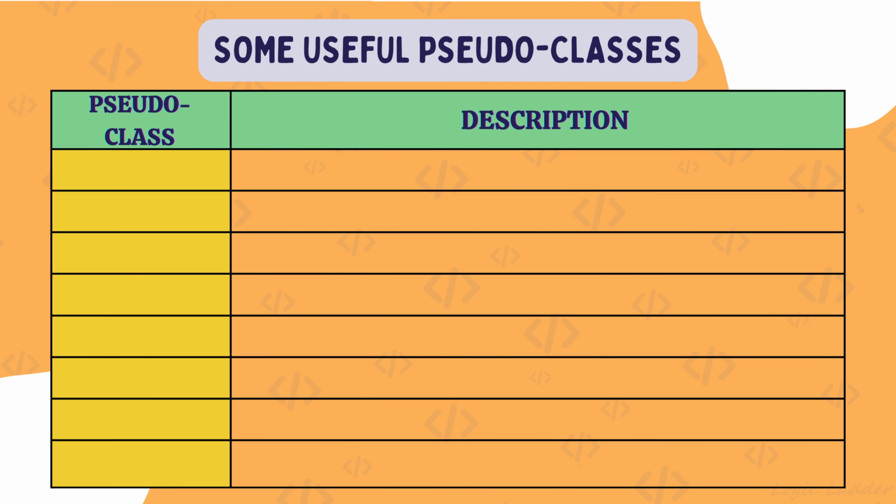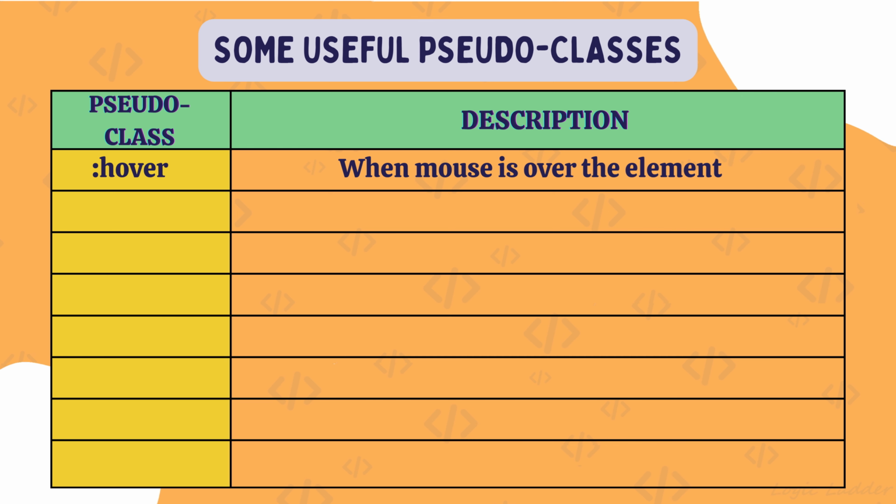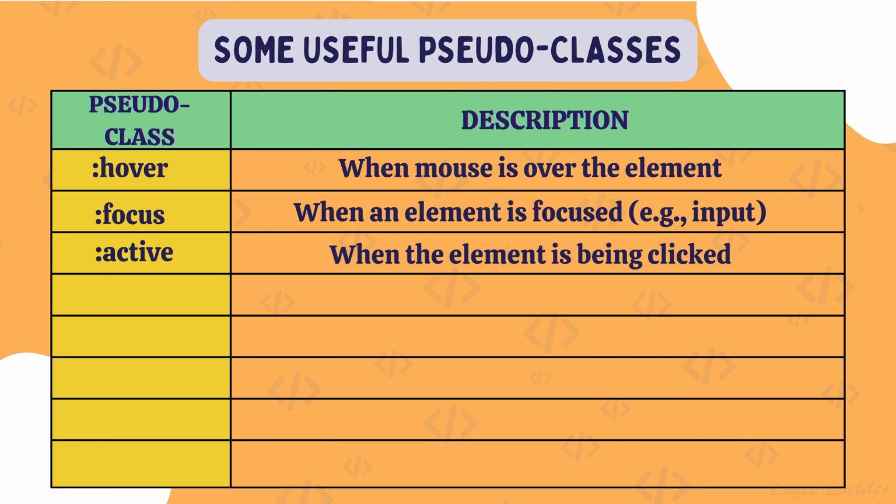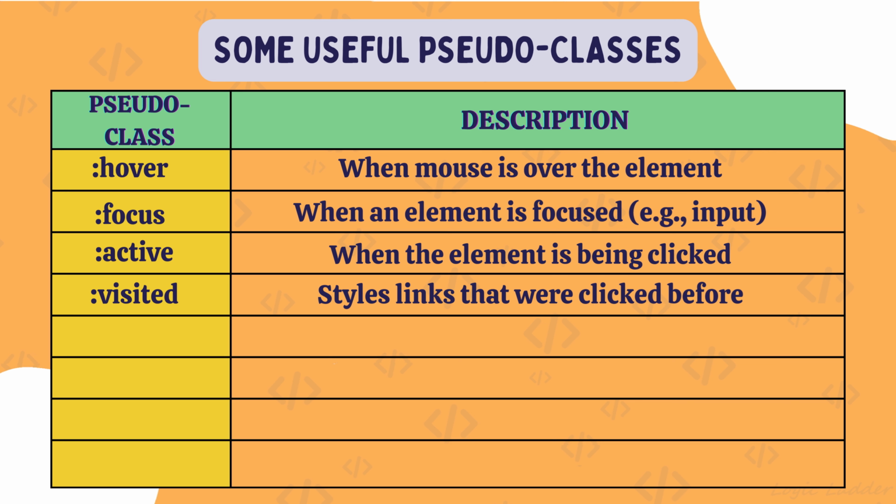Pseudo-classes are like powerful filters. Let's have a look at some useful pseudo-classes. Hover is used to apply styles on an element when the mouse is over it. Next is focus. It is used to apply styles on an element when it is focused. Example is input. Next is active. It applies style on an element when the element is being clicked. Next is visited. It is used to apply styles on links that were clicked before.